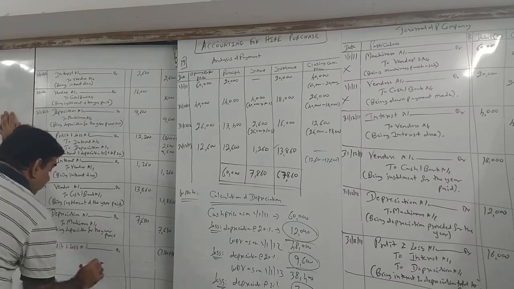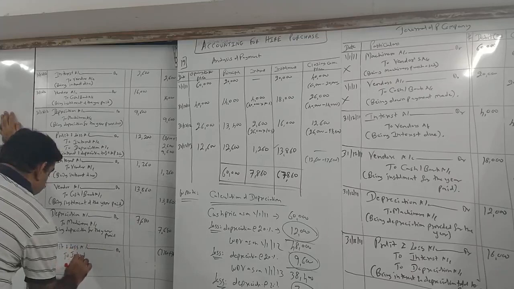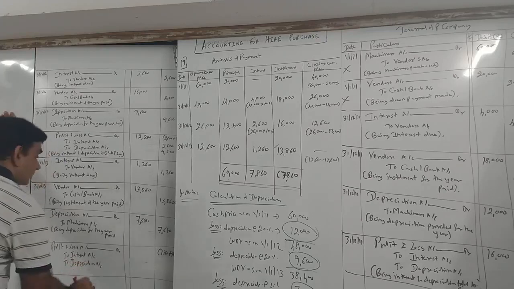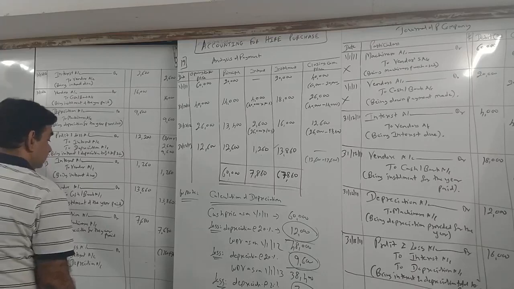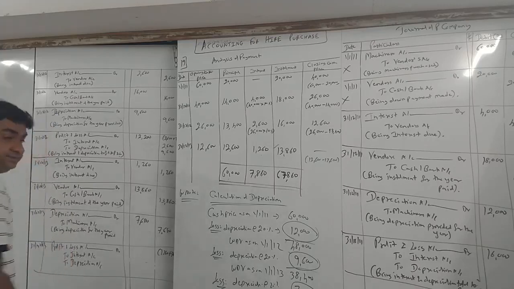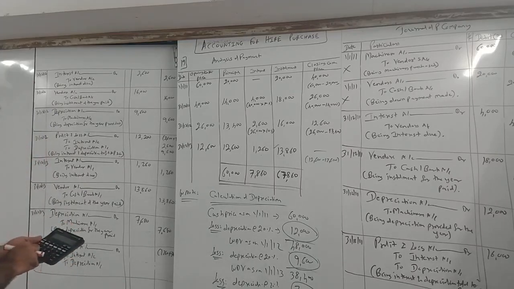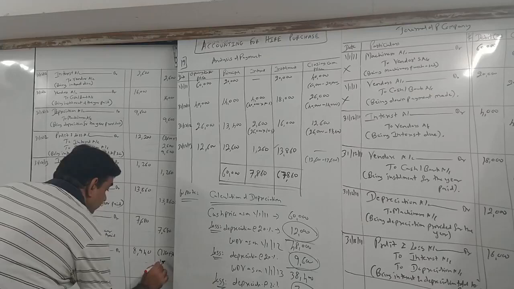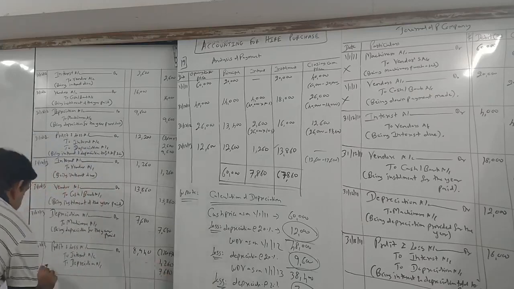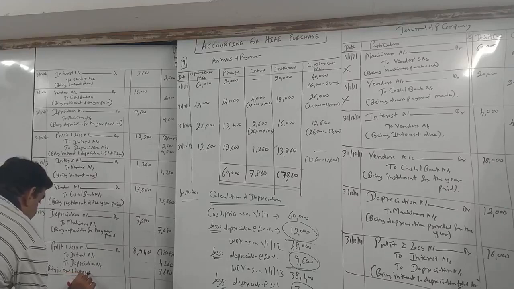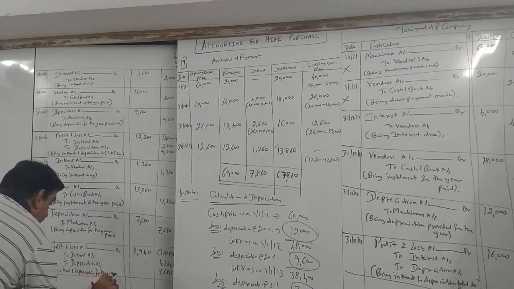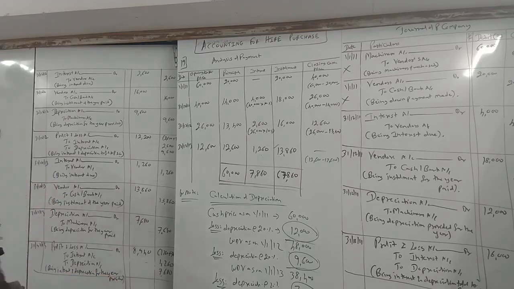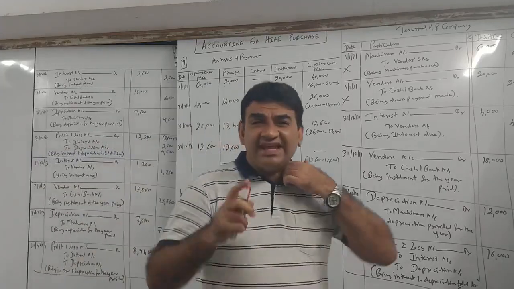So profit and loss account debit 8,940 to interest 1,260 and to depreciation 7,680, since 1,260 plus 7,680 is 8,940, being interest and depreciation for the year provided. Okay guys, clear? As I told you, it is very rare that they'll ask you all the 3 years.